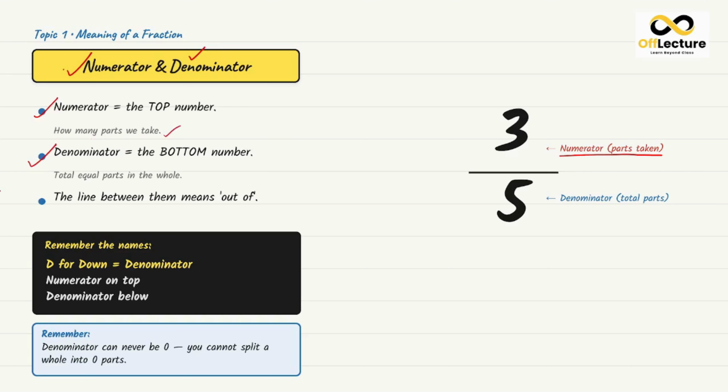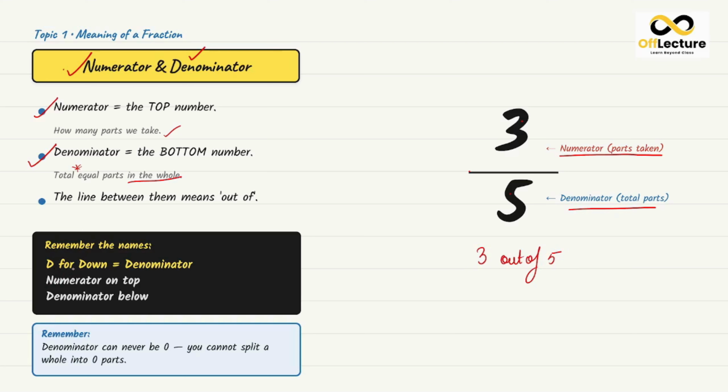And then comes the bottom number, which is known as denominator, that is the total equal parts in a whole. Remember, it should be equal division of the parts. And the line between them means out of, 3 out of 5. That is 3 out of 5.